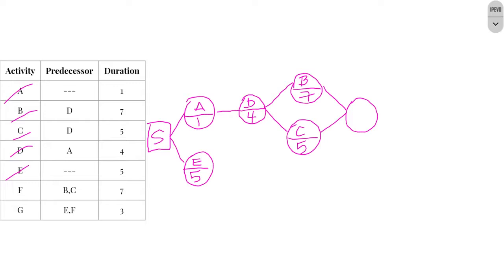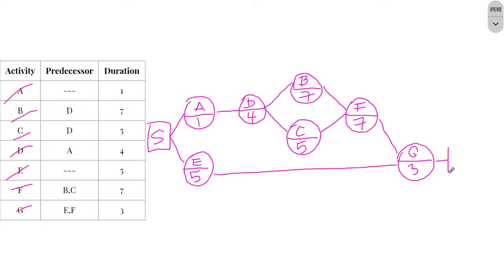Notice that I have branches coming off of B and C to denote this relationship of B and C being predecessors to F. And then lastly, I can add in G, and I'm going to have a branch off of F and a branch off of E to show that both E and F must happen before G does. Great, so we've done all of our activities, so that means that we can now finish our project.